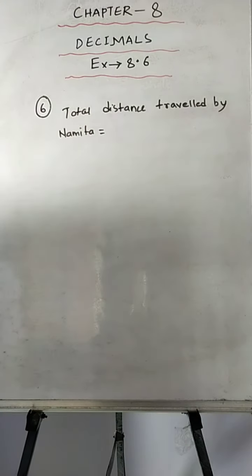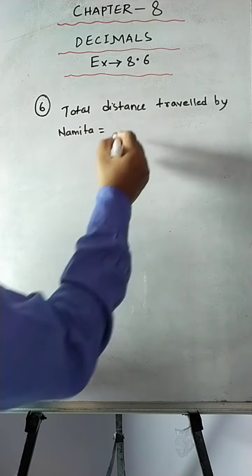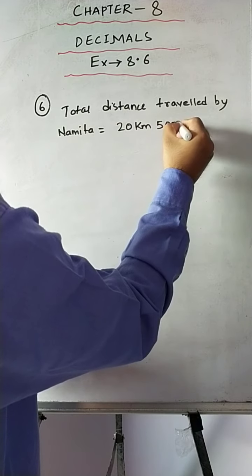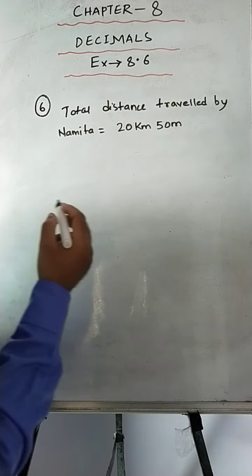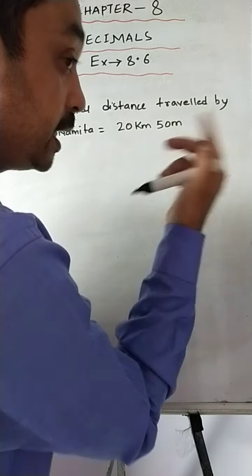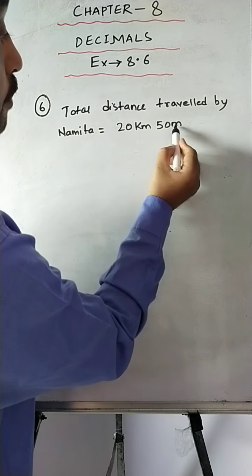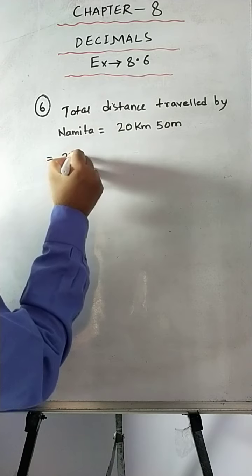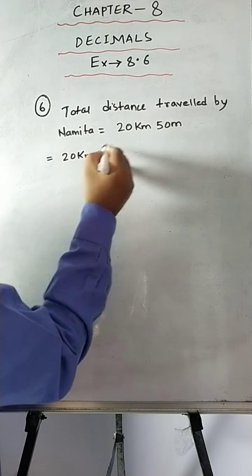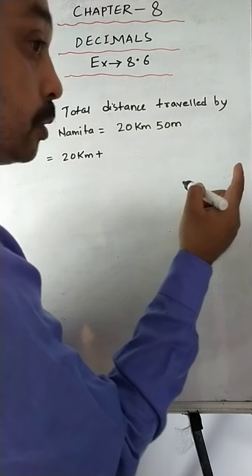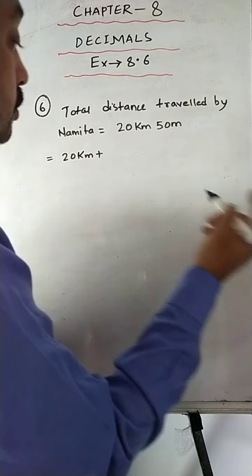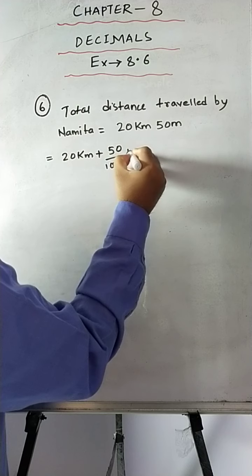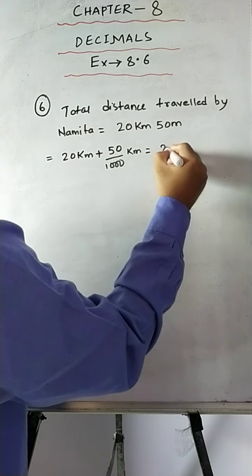And what is the distance she is traveling? 20 kilometer 50 meter. Now it is given in kilometer form. Okay, so we know that we have to convert this whole form to a decimal form. For that we have to convert this meter to a kilometer form. So how to do that? Very easy. We have learned this. We know that 1 meter is equals to 1 upon 1000 kilometers. So we'll divide 50 by 1000. Okay, so what is the decimal form of this?